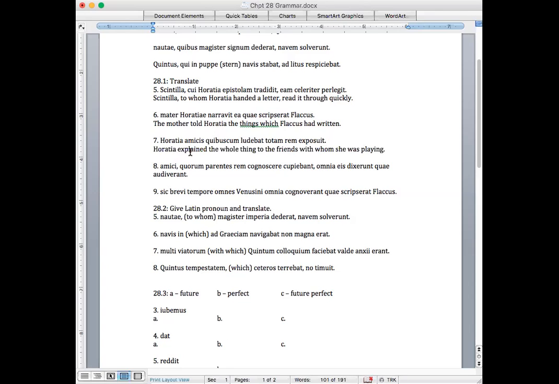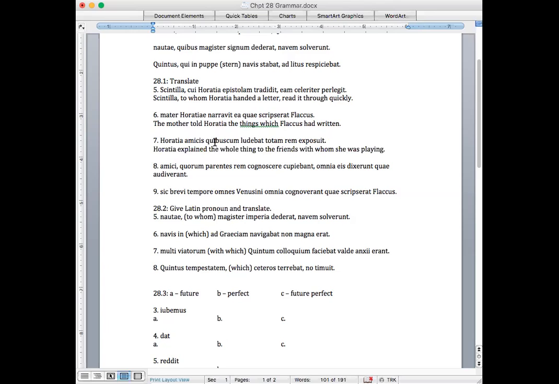So Horatia is the subject, explained is the verb, the whole thing, totam rem, is your accusative direct object. To the friends is dative. Quibuscum is going to agree with amicis, so it is plural and masculine. Remember that the cum on the end means with. So to the friends with whom she was playing.